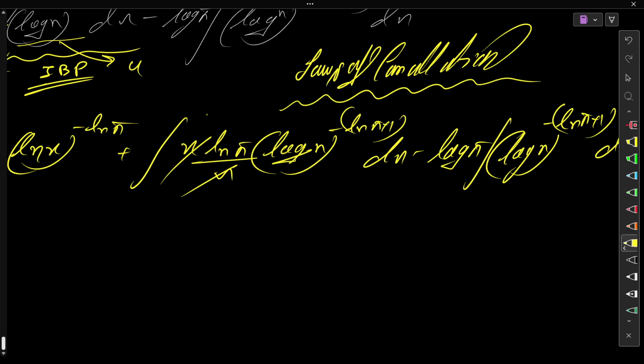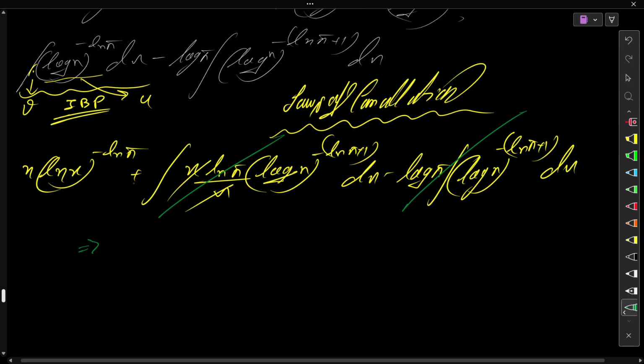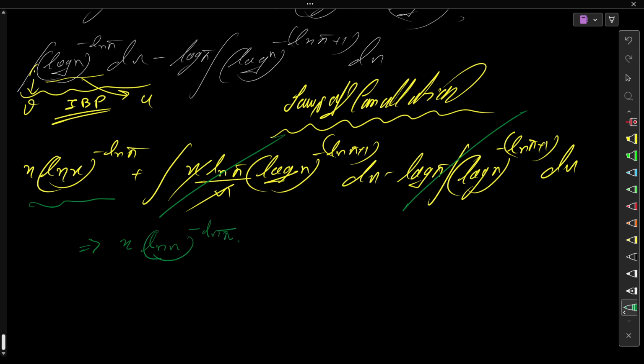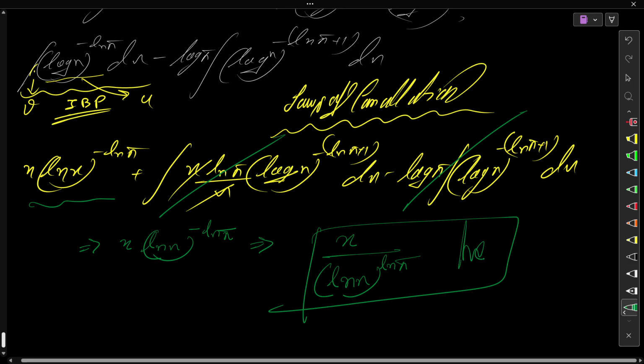Right, so both of these terms will get cancelled, so we are left with this final term, which is x ln x whole to the power of minus ln pi. So the final answer is x over ln x whole to the power ln pi. This is our final answer.